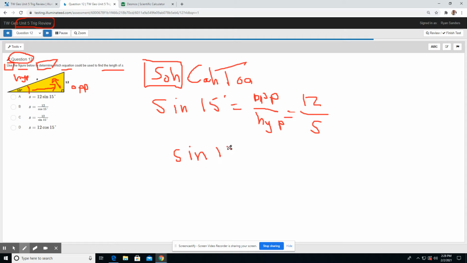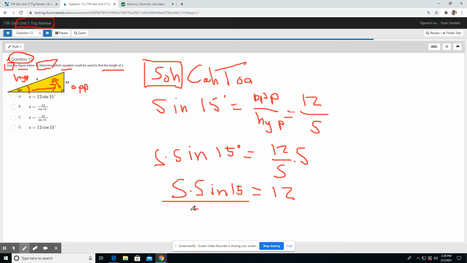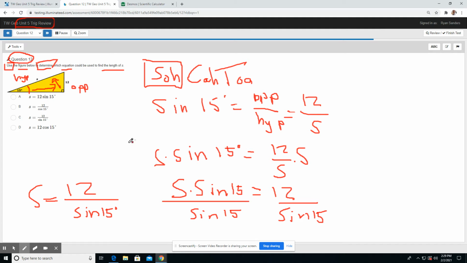So sine of 15 degrees is equal to 12 over S. Multiply both sides by S, so S times sine of 15 equals 12. Divide by sine of 15 on both sides to keep it balanced. And there's our answer: S is equal to 12 over sine of 15 degrees.